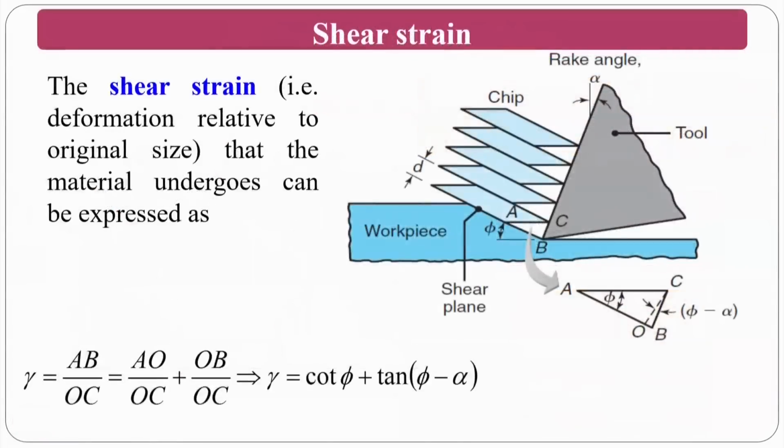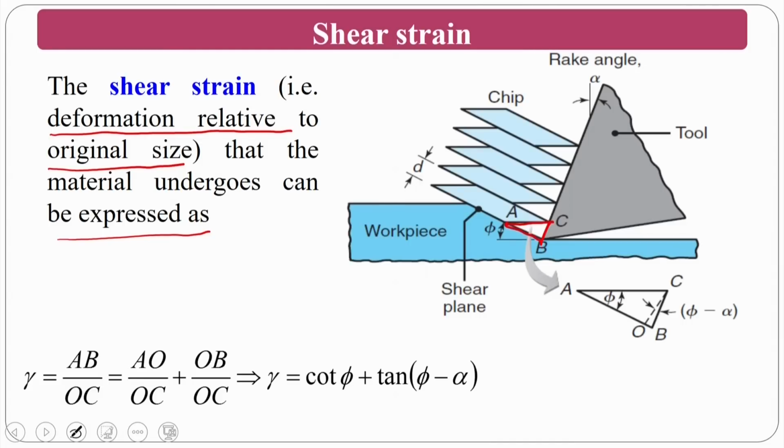Okay, now we are going to calculate what is the shear strain. The shear strain is the deformation related to the original size, that the material undergoes, and that is nothing but gamma. So gamma is nothing but AB by OC. So this is the triangle ABC, and here we know the phi.